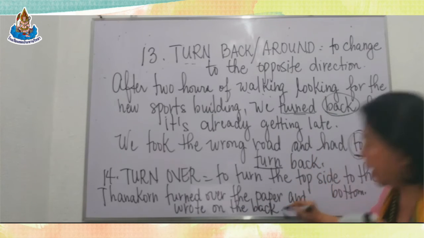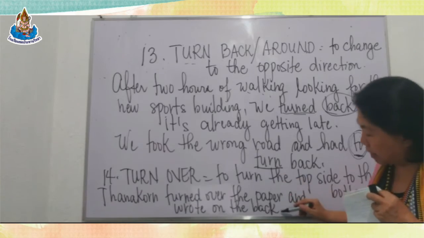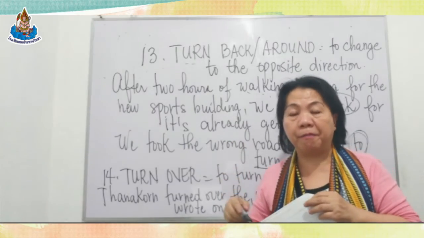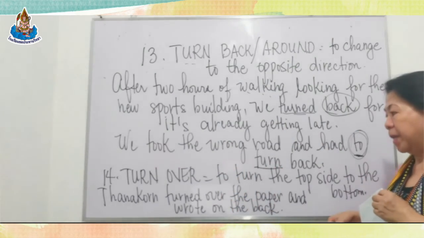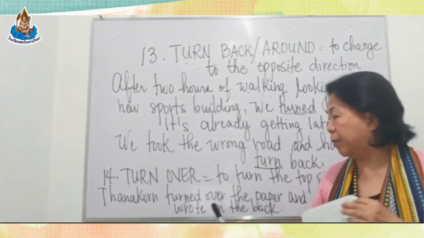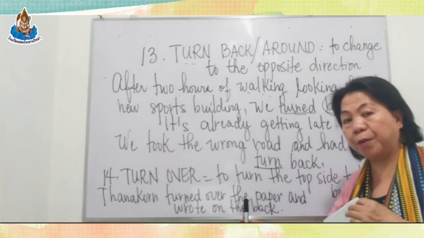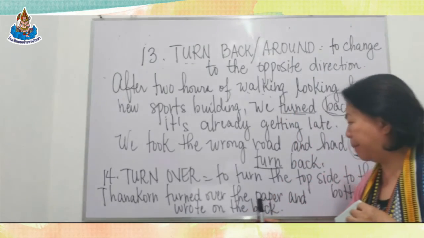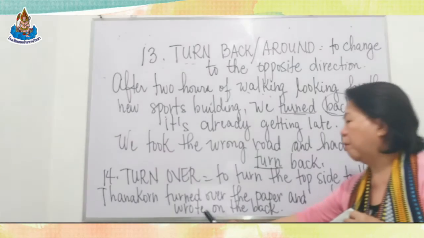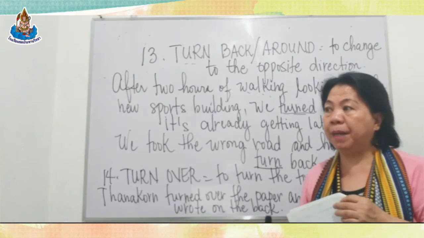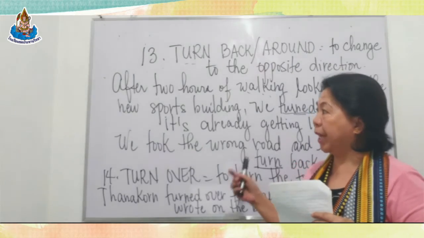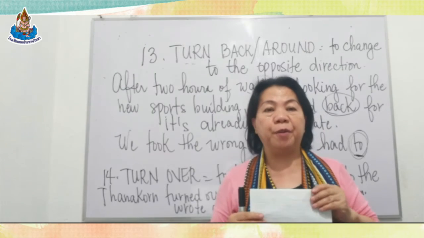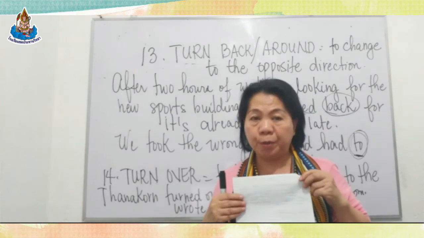Okay. There. That is now the last phrasal verb for our group D. They are separable phrasal verbs, by the way. So if it is separable, then you can also change the position of your object. So we can also say, Tanakorn turned the paper over and wrote on the back. I had already been discussing before that when we have separable phrasal verbs, you can change the position of your direct object. That's what you have to remember.